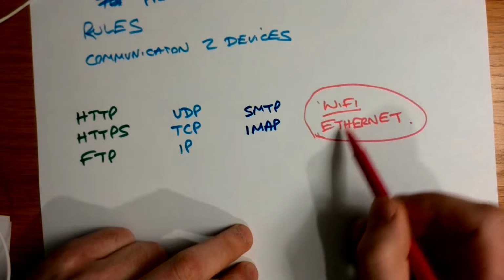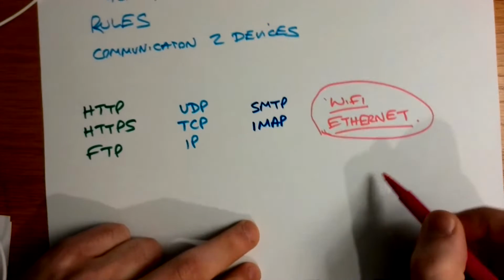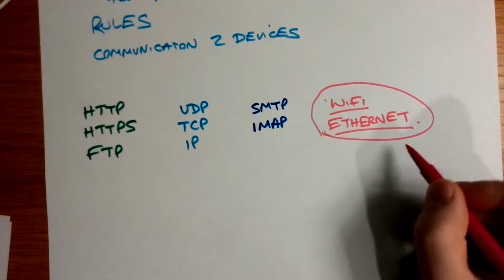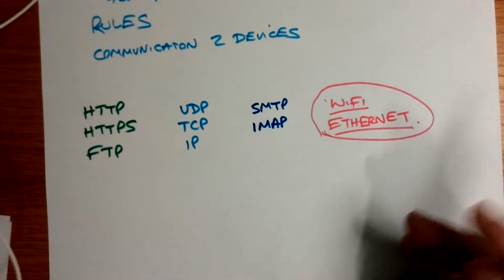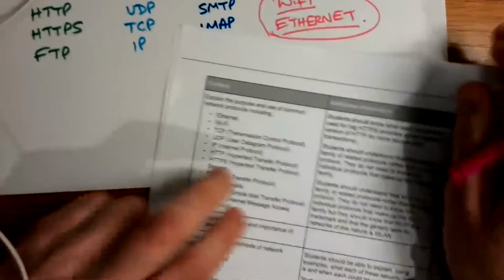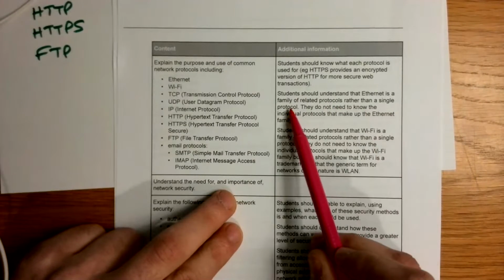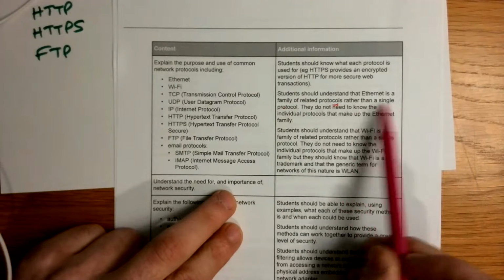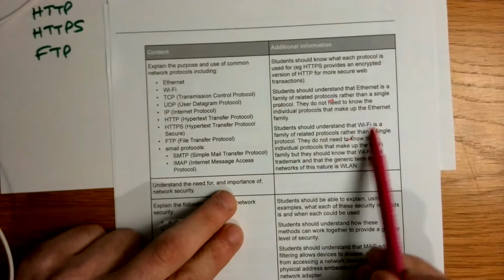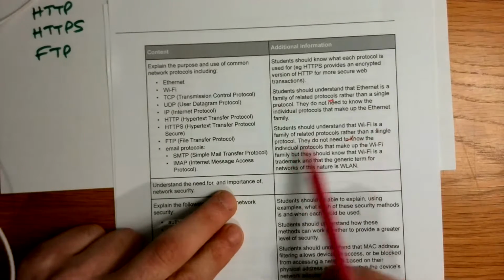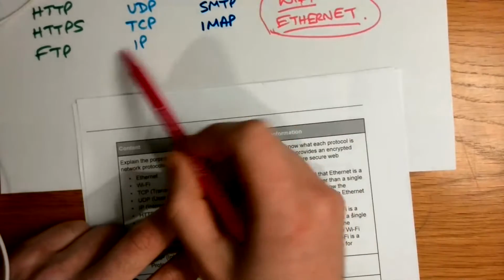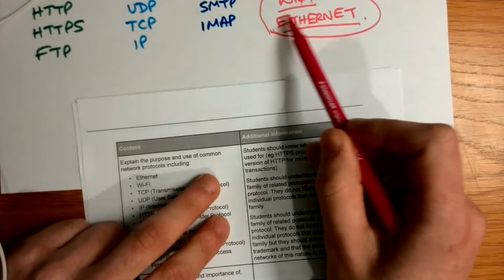So you can send it via Wi-Fi or you can send it via Ethernet when it gets down to the lowest level, when it gets down to bits. And they're the 2 that you can put under that sort of header. And it says under here, students should understand that Ethernet is a family of related protocols rather than a single protocol. Wi-Fi is also a family of related protocols rather than a single protocol. So these ones over here are single protocols, but these ones are sort of a family of them.